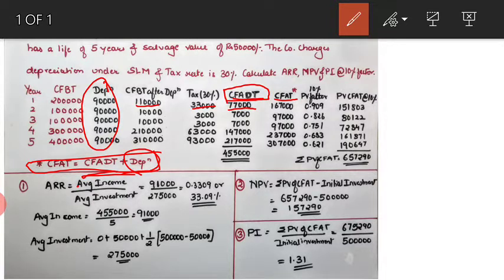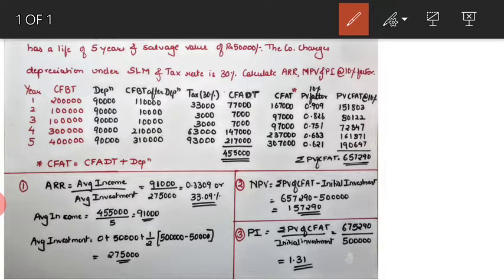So 77,000 plus 90,000 is 1,67,000. 7,000 plus 90,000 is 97,000, again 97,000. 1,47,000 plus 90,000 is 2,37,000 and 2,17,000 plus 90,000 gives you 3,07,000. So this is how we calculate cash flows after tax. This is a very important step, adding back depreciation. Please do not forget to add back depreciation after deducting tax.